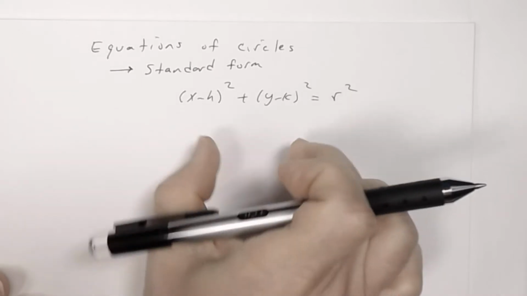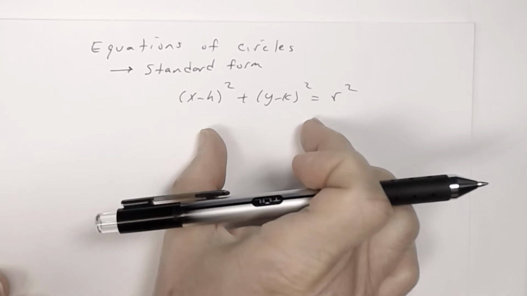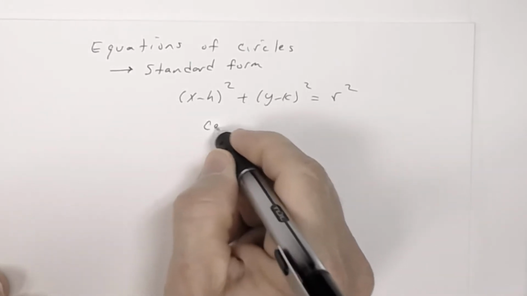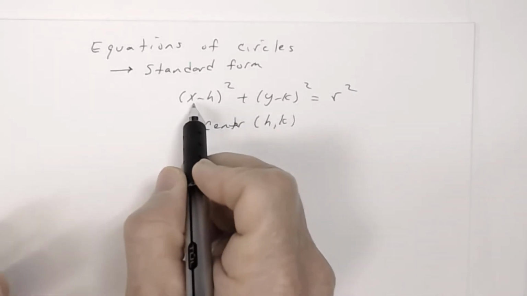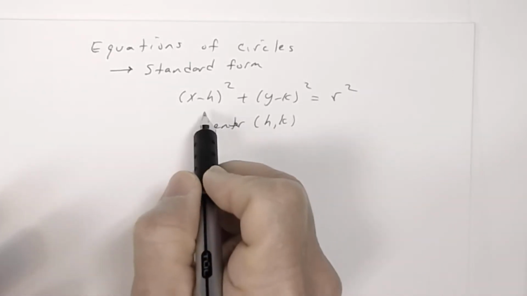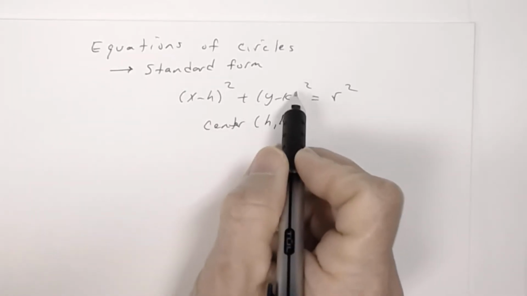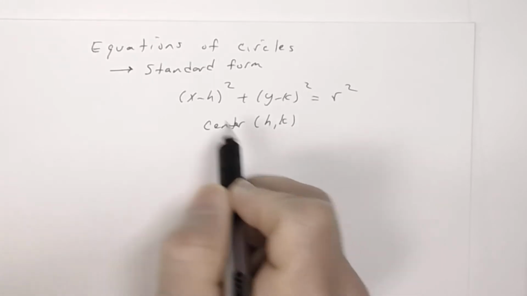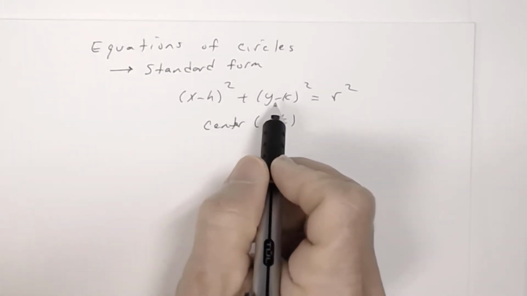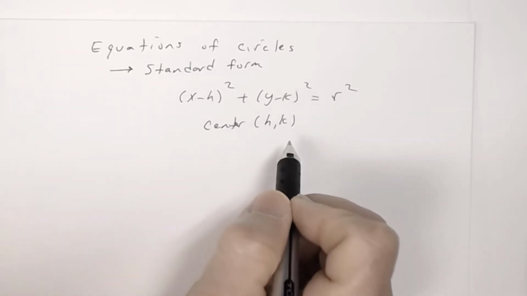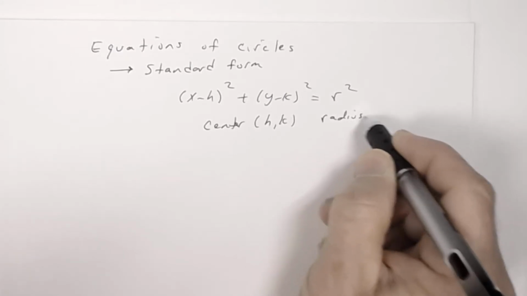And remember, if the equation of a circle is written in standard form, you can easily determine the center. The center of that circle is (h, k). Just keep in mind that when you determine h, k, in your mind you're saying x minus h and y minus k. So don't say negative h, negative k. It's x minus h, y minus k. And then the length of the radius is r.